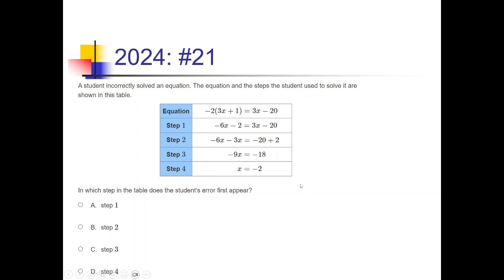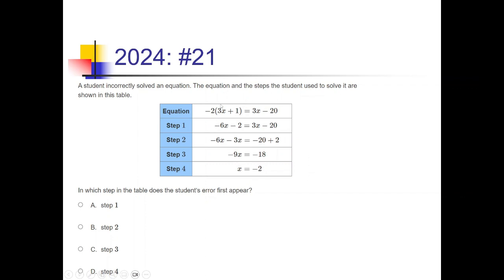For number 21, the last question of the no calculator section, we are told that a student incorrectly solved an equation. The equation and steps the student used are given below here. We want to know in which step of the table does the student's error first appear. And I guess first is kind of important because if you mess up something early in the problem, then the rest of it's going to be wrong too. So let's just go through step by step and see where they made a mistake.